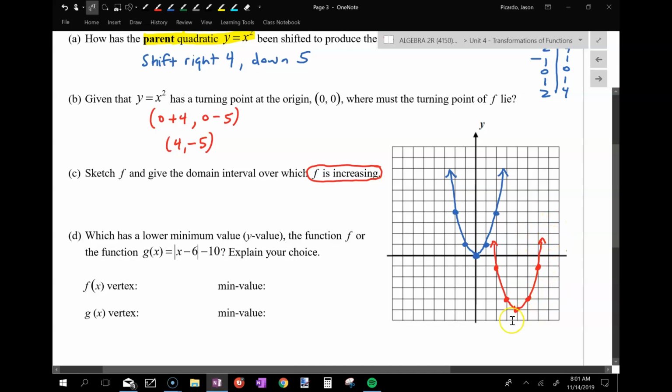Now there's an arrow on this, meaning it's going to increase forever. Where does it begin increasing? It begins increasing here at what x value? 4. So it starts increasing at 4 until, does it ever stop? No. Is it increasing at 4? No, because at the bottom of the hill, you're not increasing, right? So the domain interval where this is increasing is everywhere from 4 to infinity. Haven't seen that used in a little while.